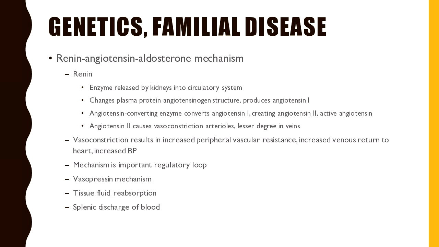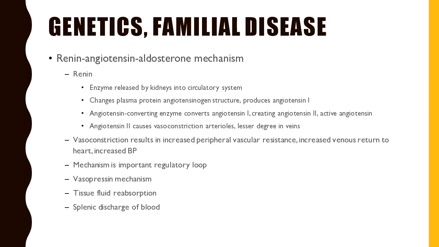The renin-angiotensin-aldosterone system is an important regulatory loop, and we've discussed it. We're going to talk about it again because it's important for increase in blood pressure in circulatory shock. It takes about 20 minutes to become effective in hypovolemia caused by hemorrhagic shock. It'll remain active for about an hour.